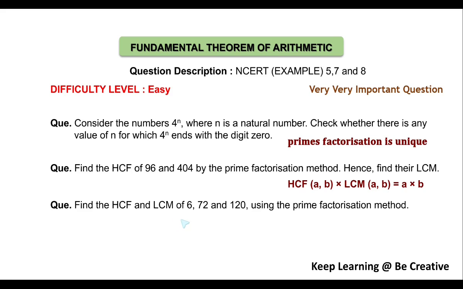Find HCF and LCM of 6, 72 and 120 using prime factorization method. So this question is a direct question on finding HCF and LCM using prime factorization method.